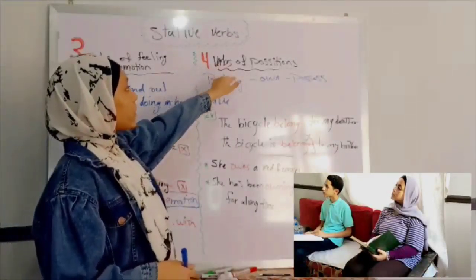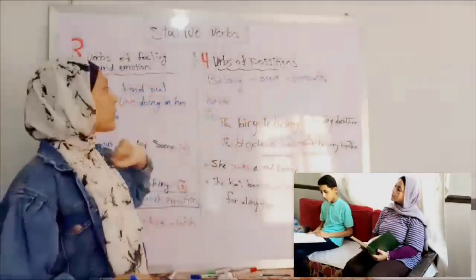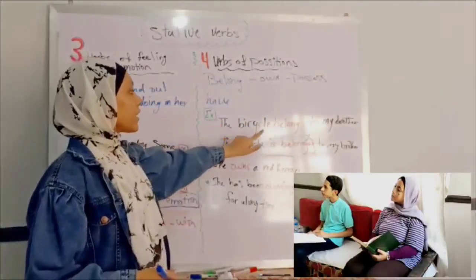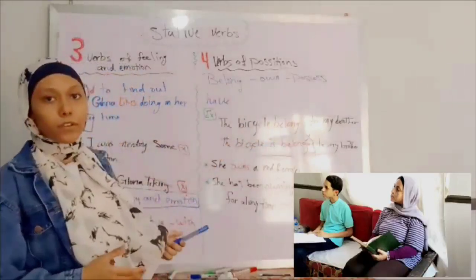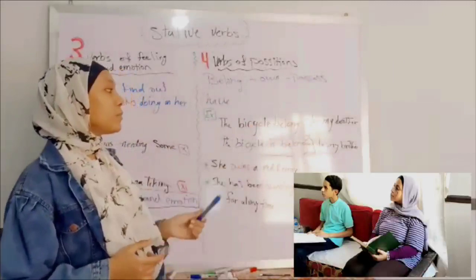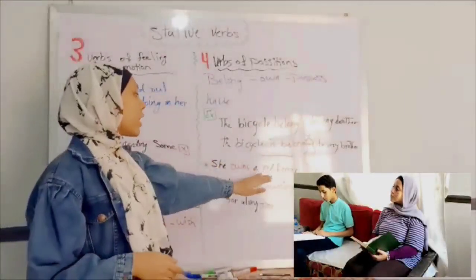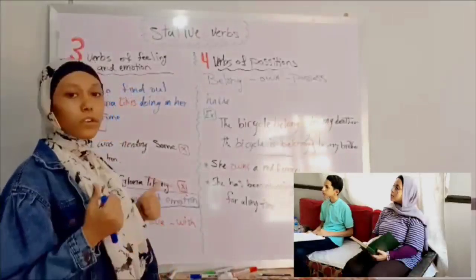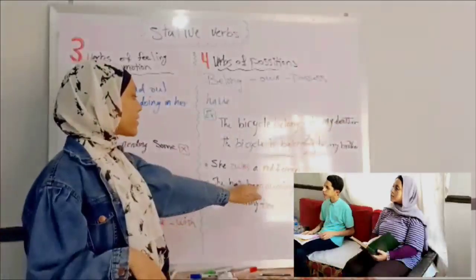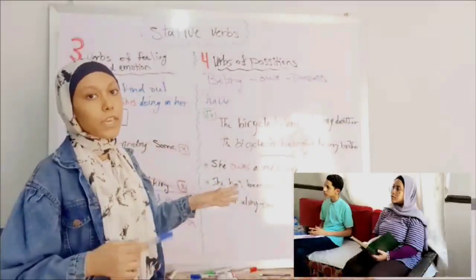Number 4, verbs of possession: belong, own, possess, and have. Example, the bicycle belongs to my brother. Right. The bicycle is belonging to my brother. This is incorrect. She owns a red Ferrari. Okay, correct. She has been owning a red Ferrari for a long time. Incorrect.